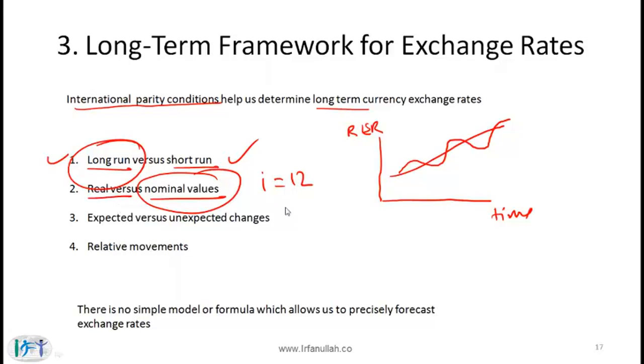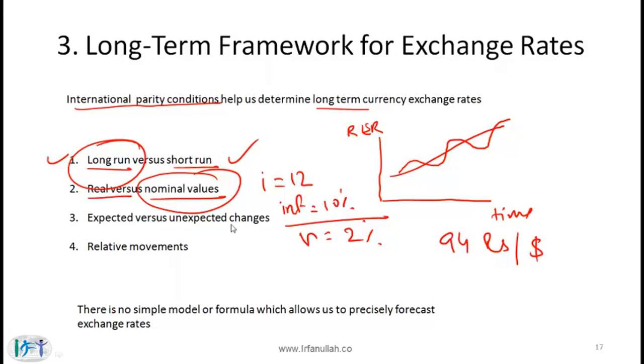So if inflation in Pakistan is equal to 10%, this would mean that the real exchange rate is adjusted for inflation. So real exchange rate is approximately 2%. Similarly, if we say that the rupee dollar exchange rate is 94 rupees to the dollar, this is a nominal exchange rate. When we adjust these numbers for buying power or for prices, then we get real exchange rates.